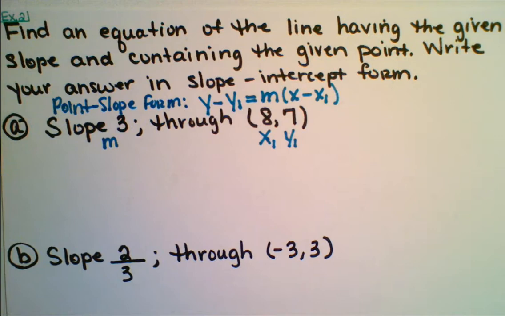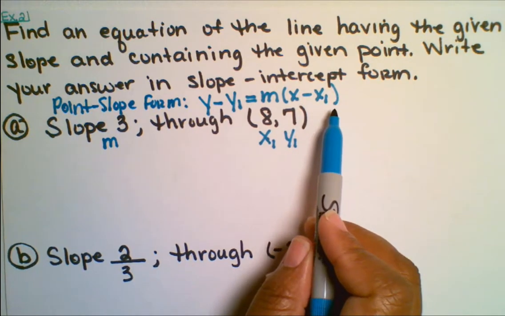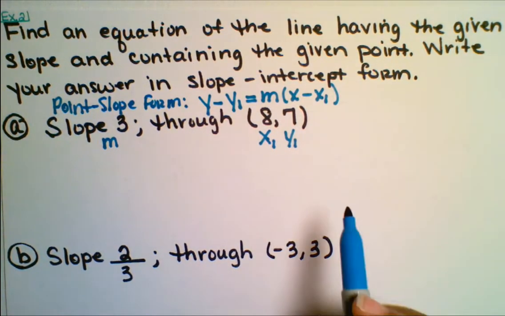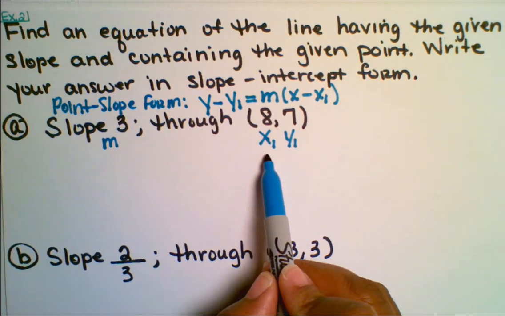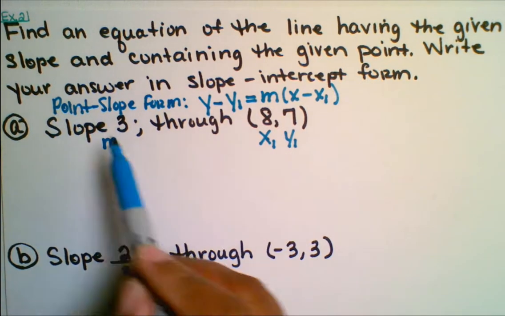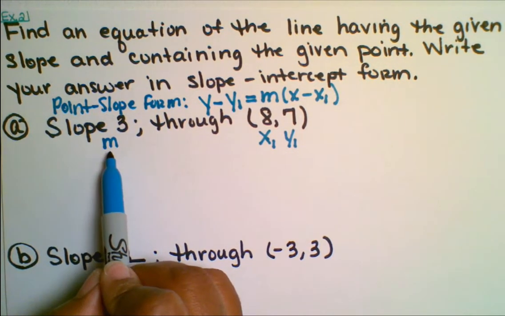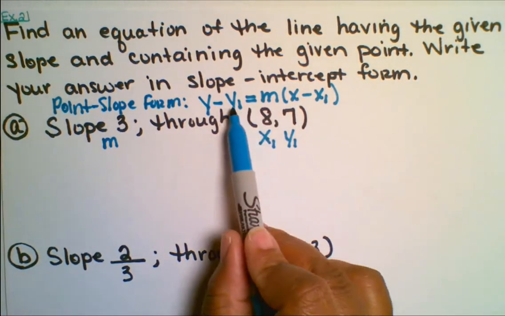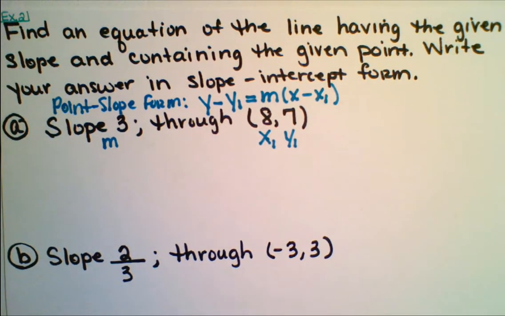So the definition: an equation of the form y minus y sub 1 is equal to m times x minus x sub 1 is called the point slope form for the equation of a line that contains a point x sub 1, y sub 1 and has a slope of m. So what we're going to do is substitute these values into this equation for m and then our x and y coordinates.